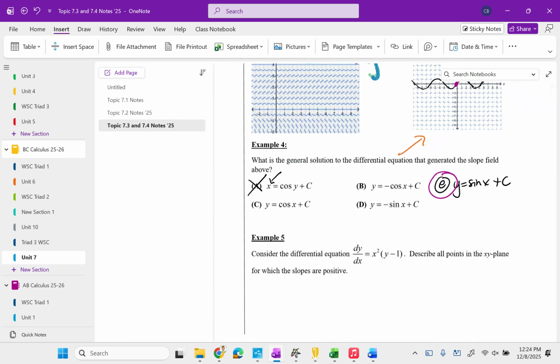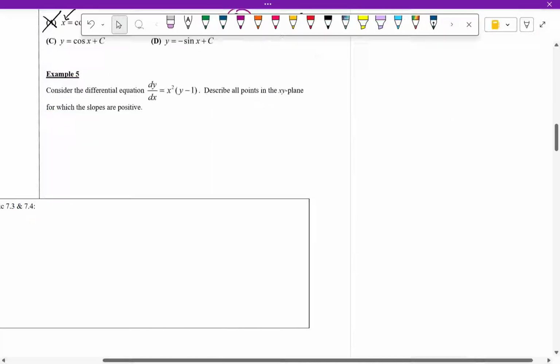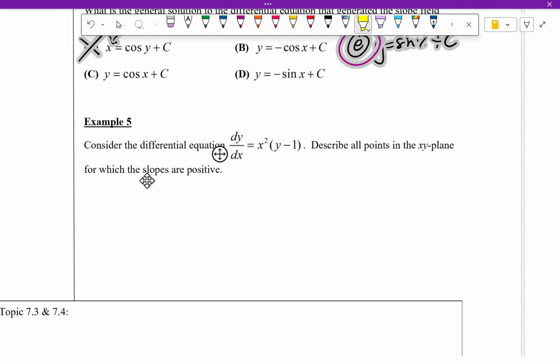All right, let's take a look at example 5. Let's see what that one's about. Consider the differential function dy/dx equals x squared times (y minus 1). Describe all points in the xy plane for which the slopes are positive. All right, I am going to do a little bit of guessing and checking here. It's wanting positive slope, so I need to figure out where the slope is positive.